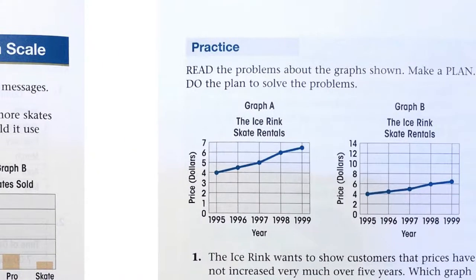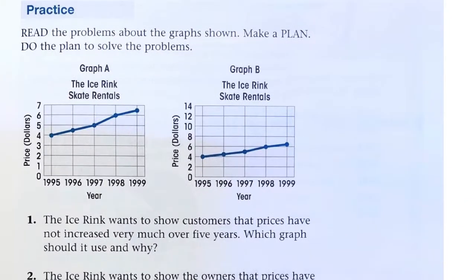Let's practice. We gotta read the problem about the graphs shown and make a plan. Do the plan to solve the problems. Graph A, graph B. So they're both giving us the same information. The ice rink skate rentals. This one has the price in dollars with their interval being 1. Each line represents 1 more. This one shows the price in dollars, with each line representing an interval of 2. And the years.